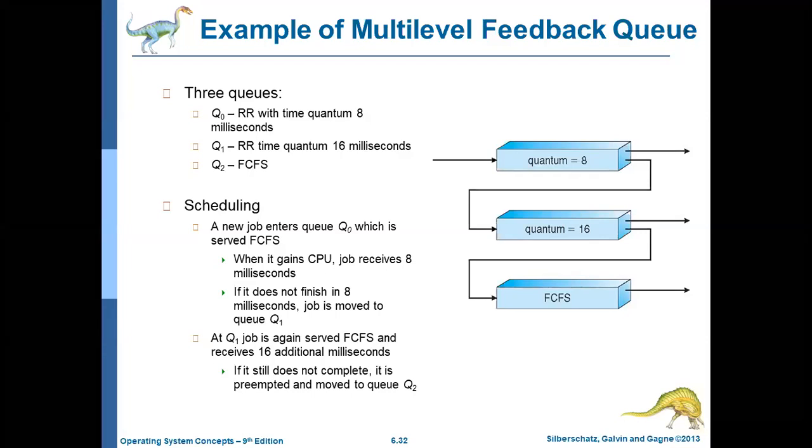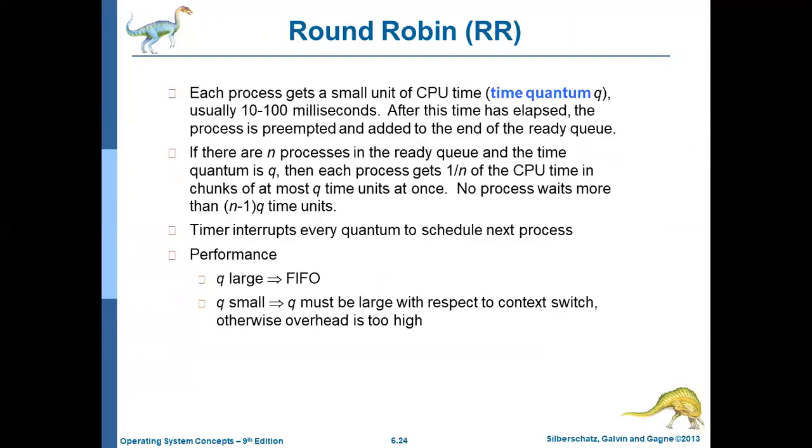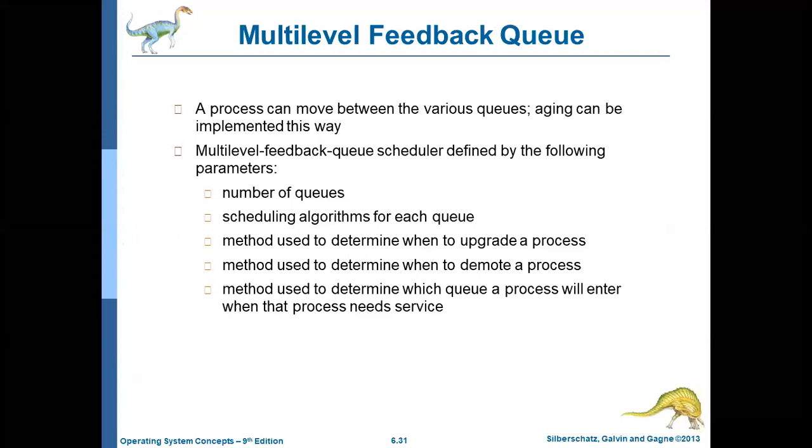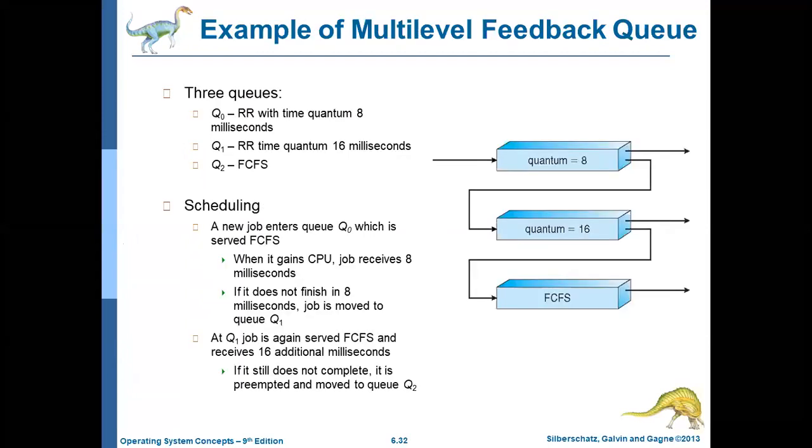If it is not executed, not getting the chance of CPU, it is again placed into quantum 16 or quantum 8. Within the time interval, the CPU gets the chance and executes that particular process. Within 8 milliseconds it may be completed, otherwise it is fed back to quantum 16, meaning the time slice will be 16. The output of one queue is fed back to the input of another queue. That is called multi-level feedback queue scheduling.